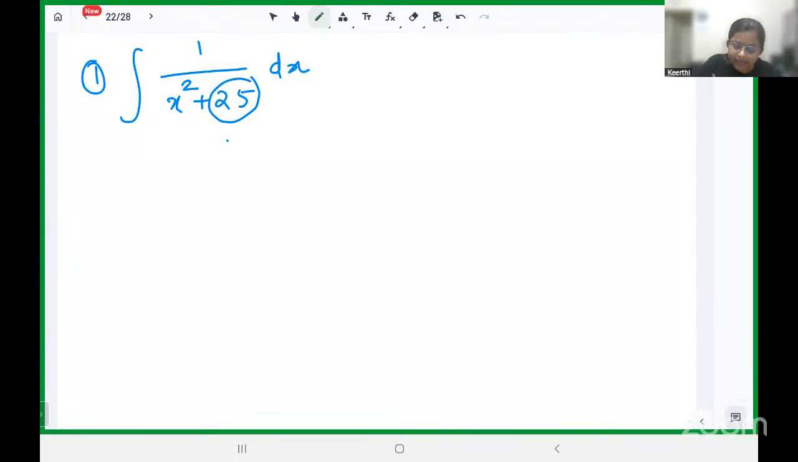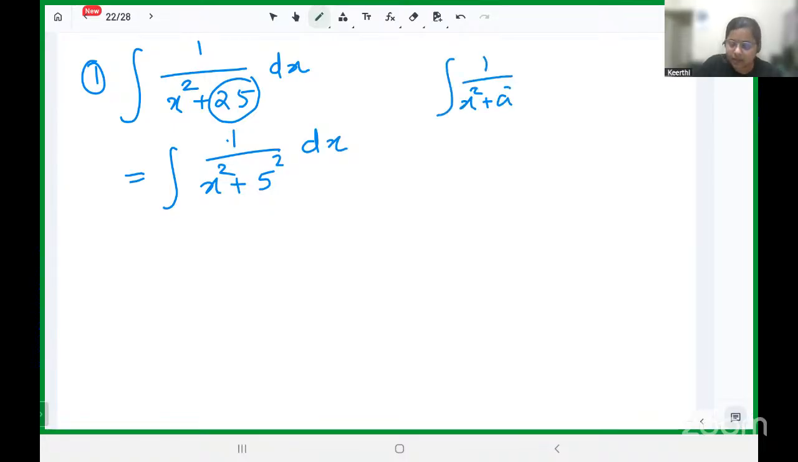So we can rewrite this one as integral 1 by x square plus 5 square into dx. Isn't it? 25 can be written as 5 square. And now can we apply the result? Integral 1 by x square plus a square into dx is equal to 1 by a tan inverse of x by a plus c. Can we apply this? Yes. Here in the place of a, it is 5, and x is x itself.